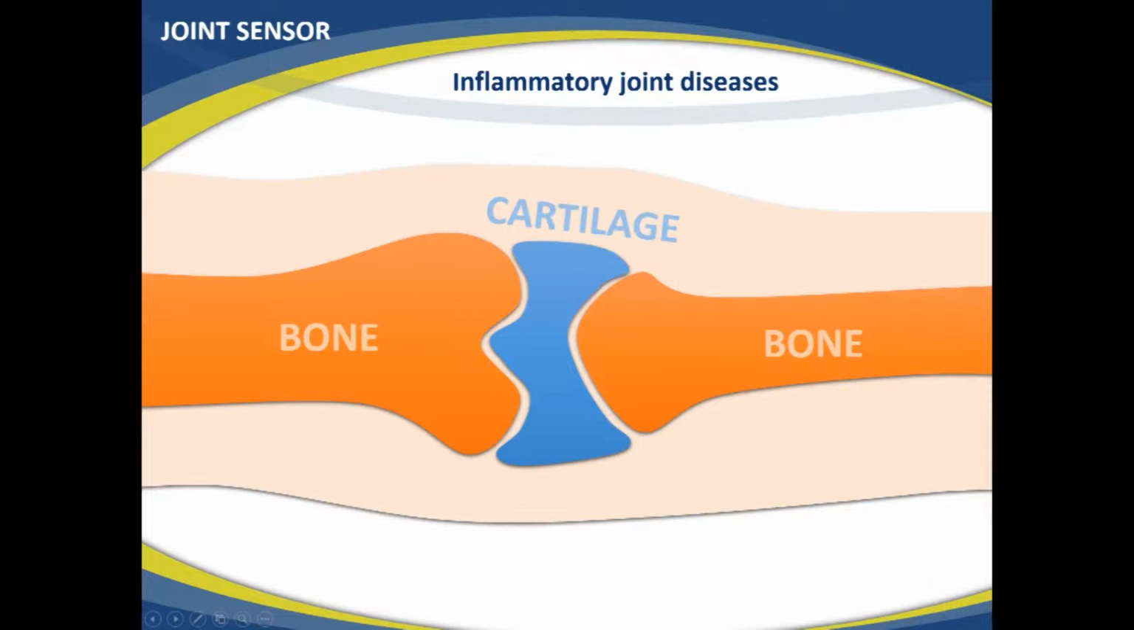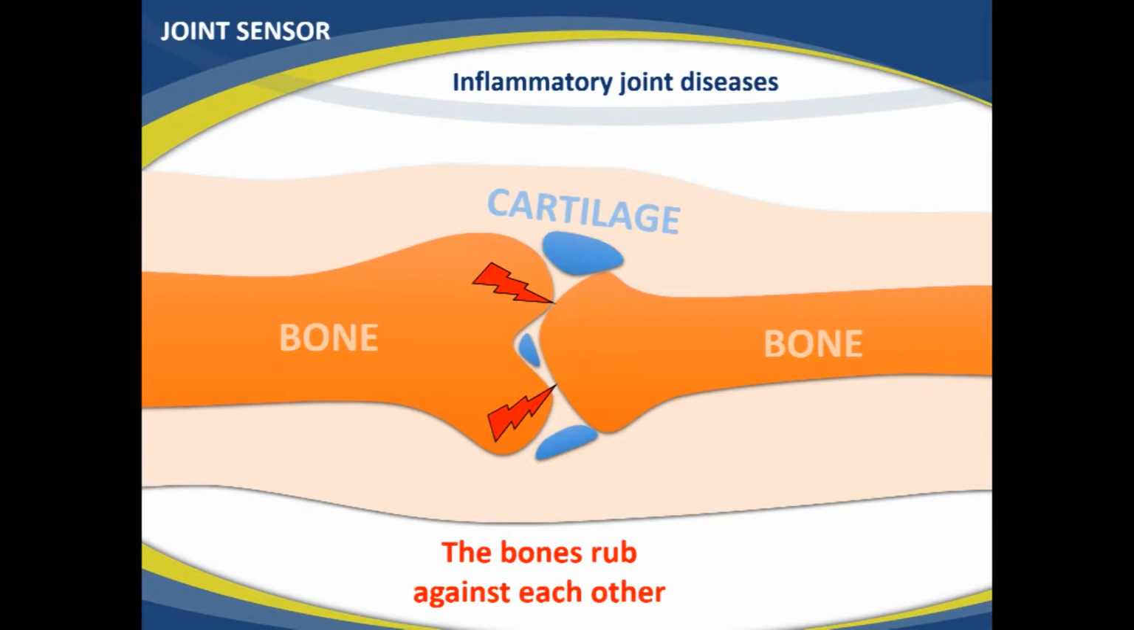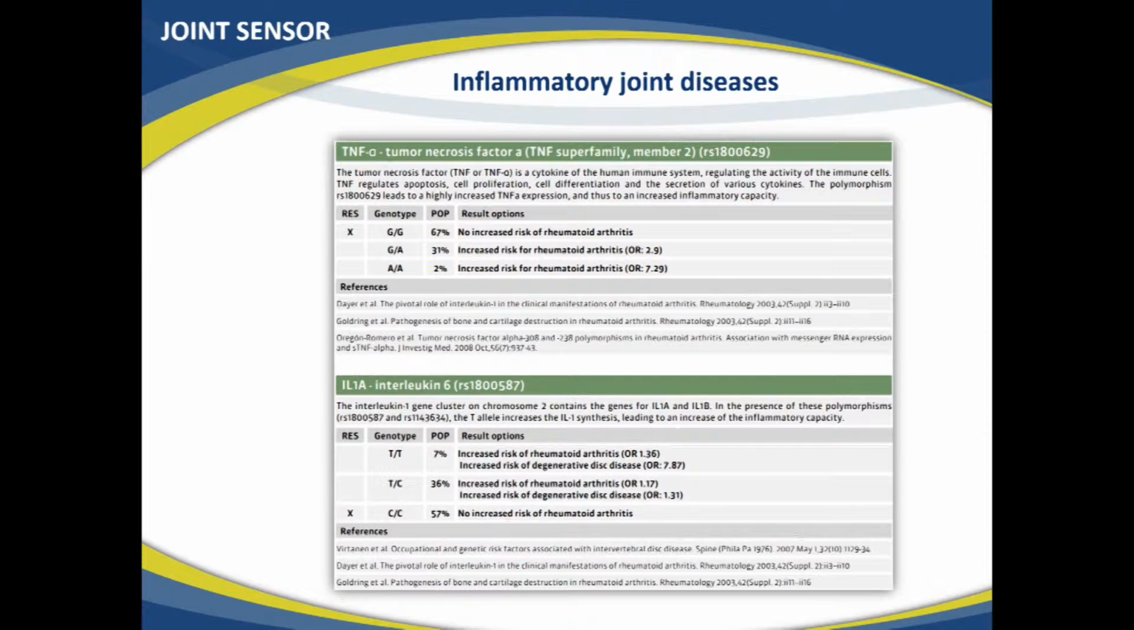This here is maybe a joint of a finger. You have two bones and they have cartilage as a sort of lubrication between. What happens in inflammatory joint diseases is that it's usually the immune system that attacks the cartilage. For some reason the immune system thinks the cartilage is a bacterial infection and starts fighting it. This cartilage is then broken down progressively until in very severe cases the bone can actually rub against each other. This causes deformation of joints, obviously pain, and loss of function of these joints. And this is what rheumatoid arthritis is about.